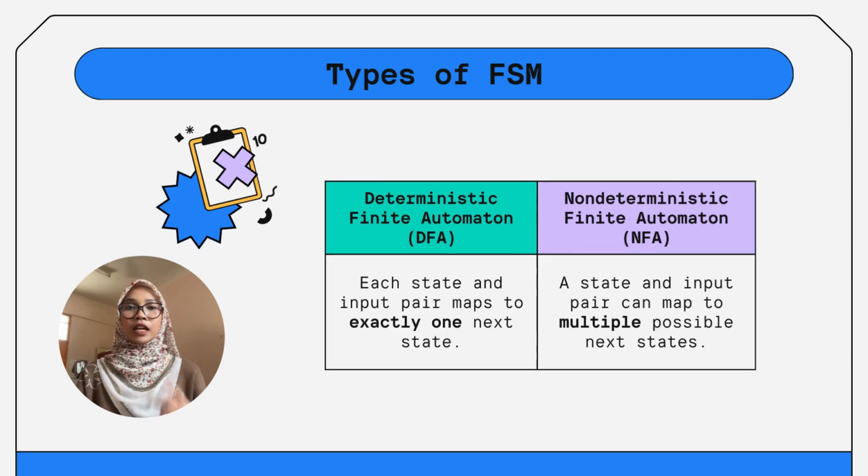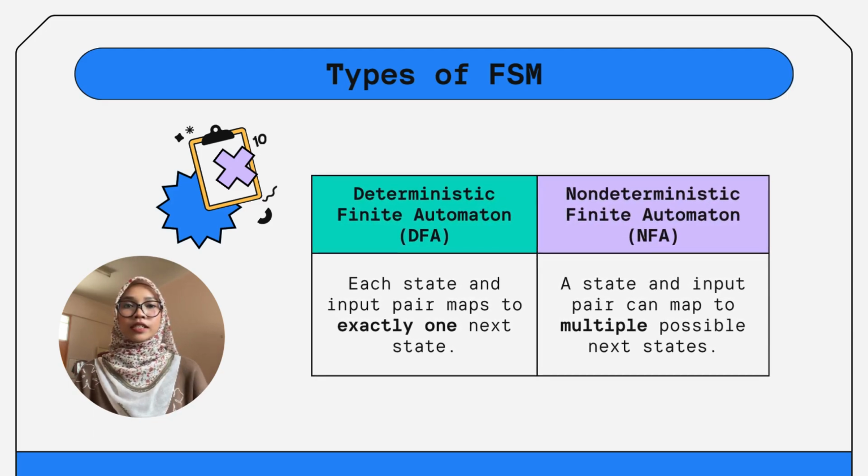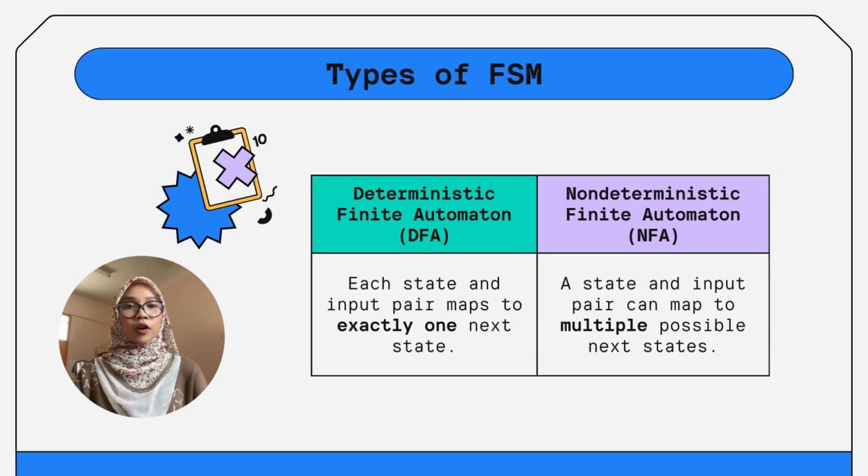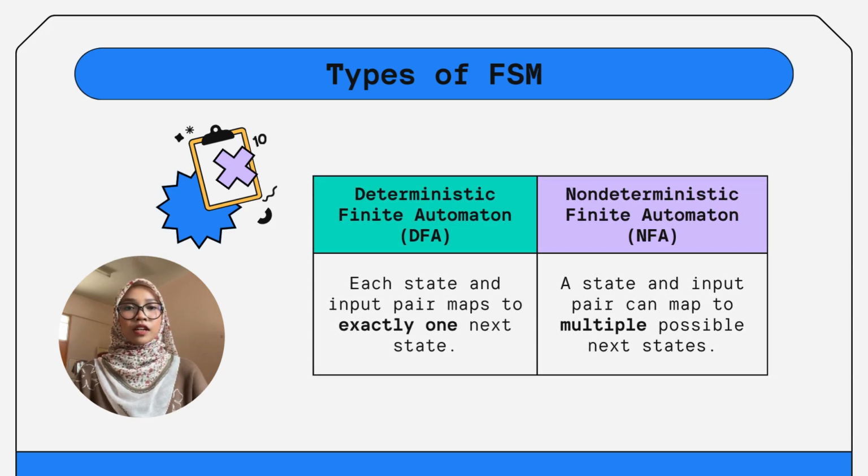There are two common types of FSM. First is the deterministic finite automaton and second is the non-deterministic finite automaton. In DFA, for every state and input, there is only one possible next state. It is like having a strict rule. If input A is given, go to state B. Meanwhile, in NFA, there can be multiple possible next states for the same input, so it's a bit more flexible.